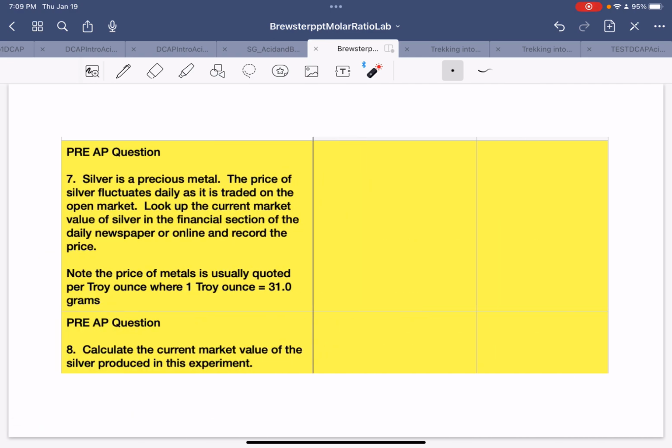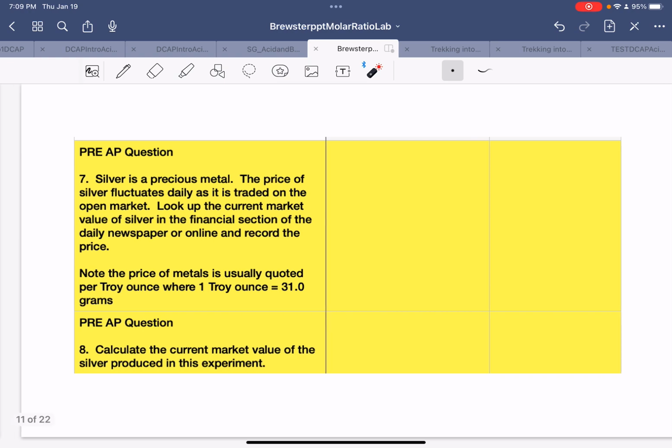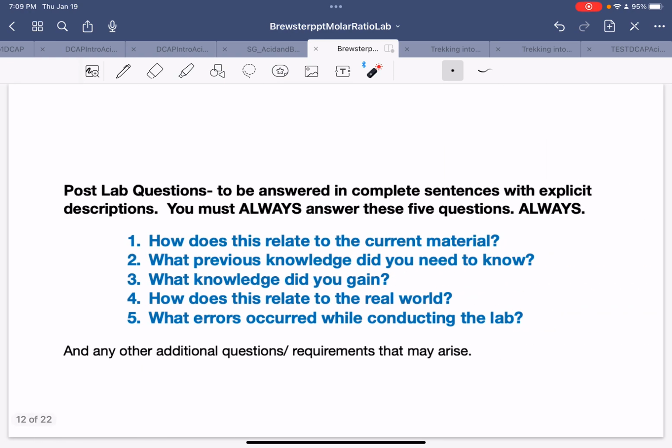Okay, pre-AP or honors, these are your questions. You're going to look up and find out what the market value of silver is, and then find out how much we would really make off this silver that we produce. As always, answer your standard 5 questions.